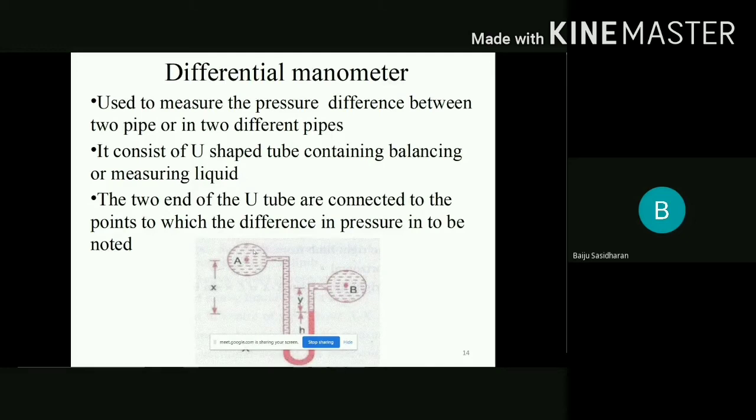According to that reference line, you take the left side. How can we say that? PA plus, that is the pressure inside this point, PA plus ρ1 into G into X plus ρ1 into G into H. That is in the left side. What will be in the right side? PB plus ρ1 into G into Y plus ρ2 into G into H. That is in the right side. And from this relation, you can simply find out PA minus PB.